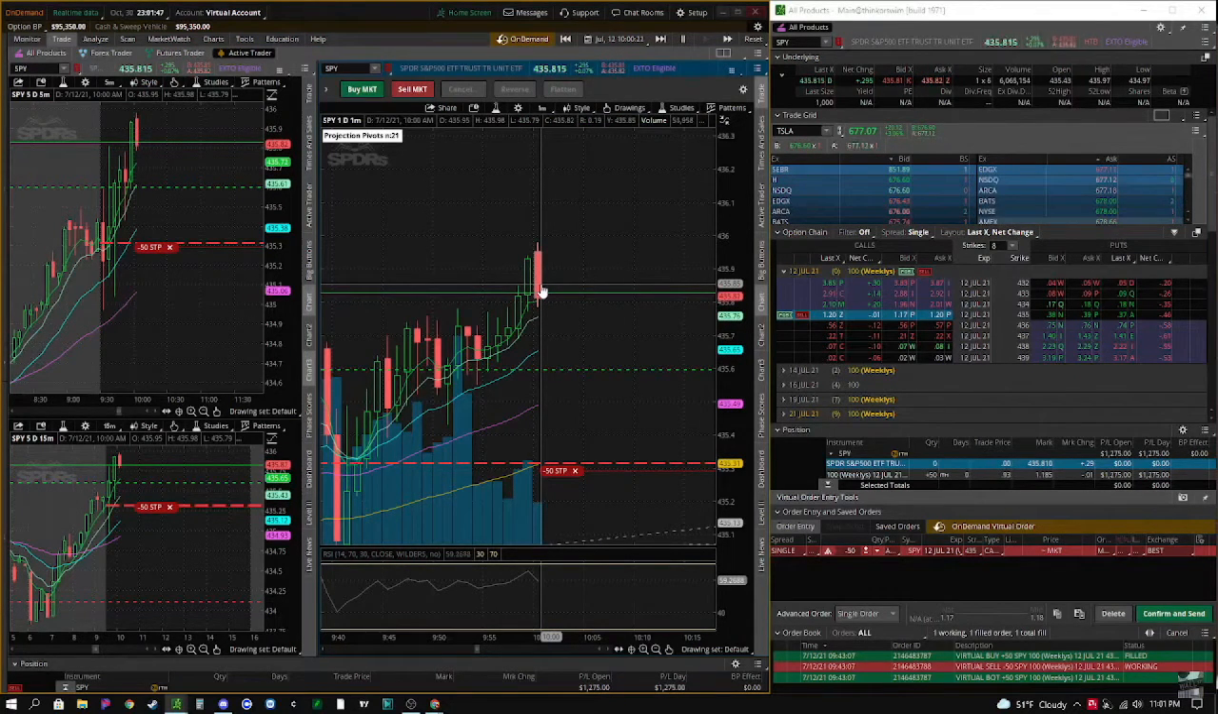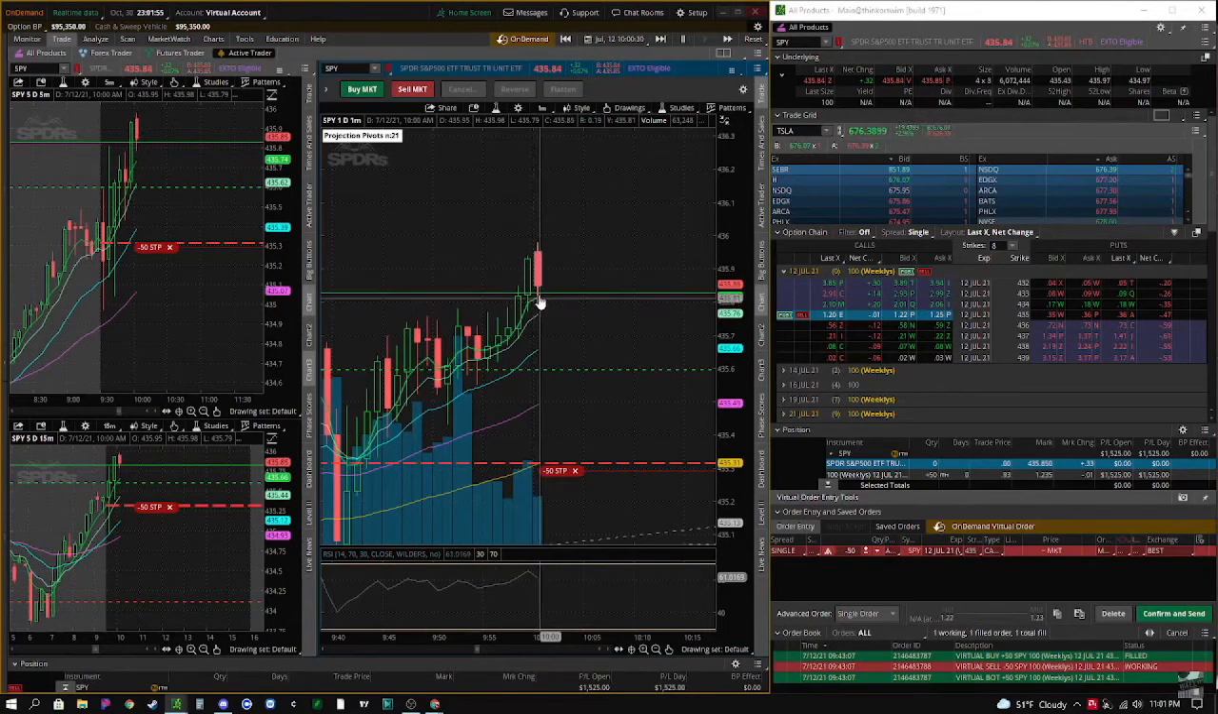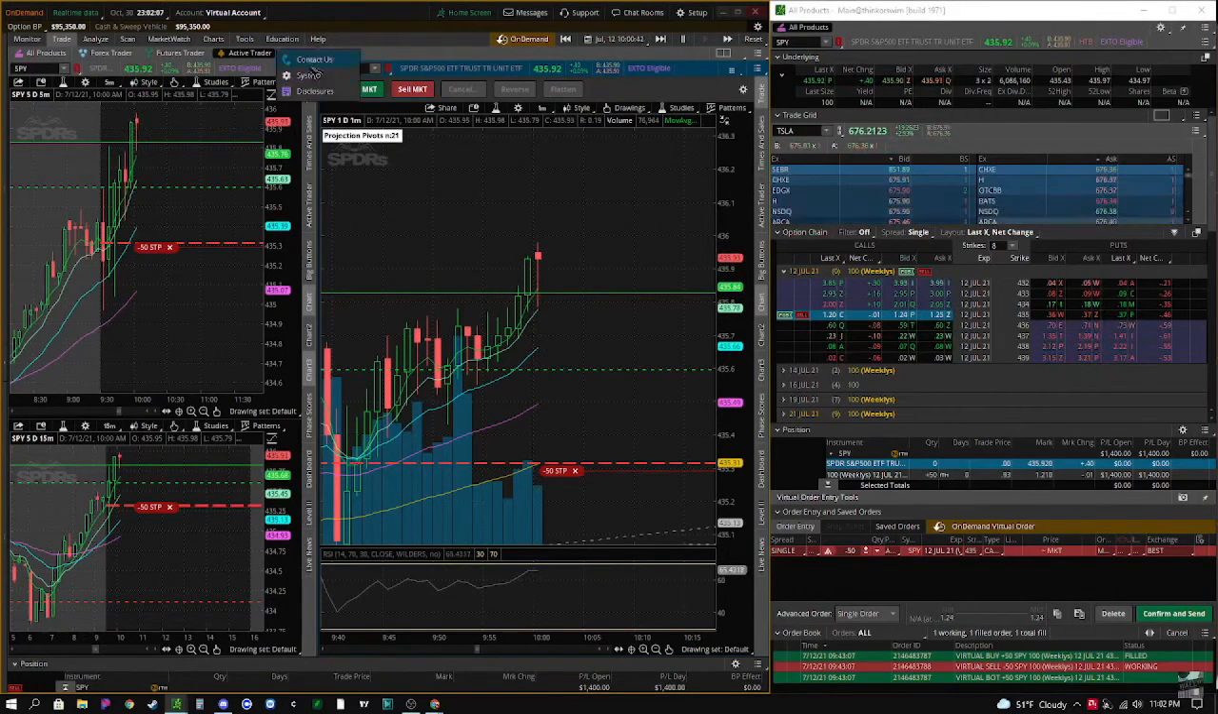So it's testing that yesterday's high, that resistance that it saw yesterday. But it looks like it's doing well. The bulls are really pushing this candle to stay above yesterday's high. It seems like people in general want to see this stock go higher because the SPY is a great stock.